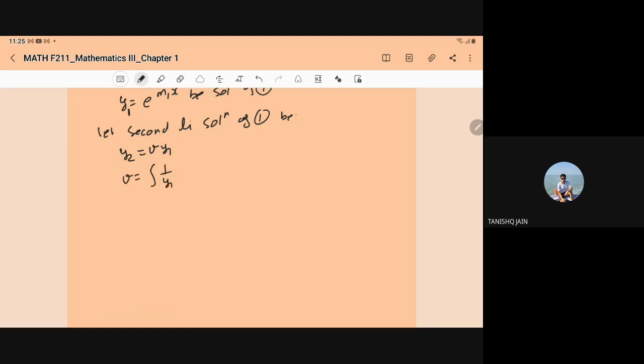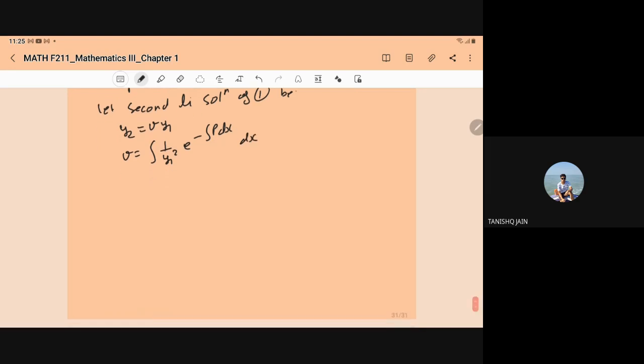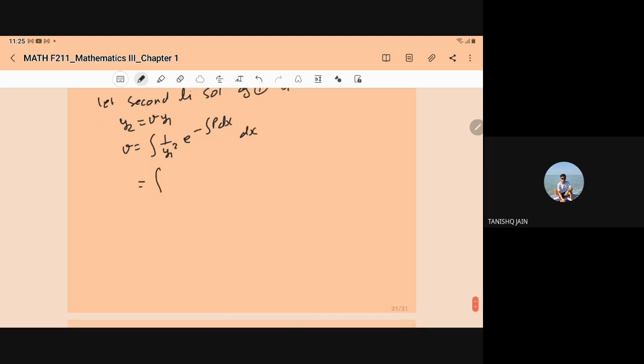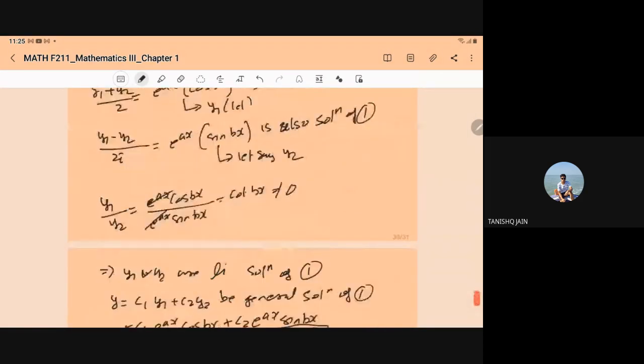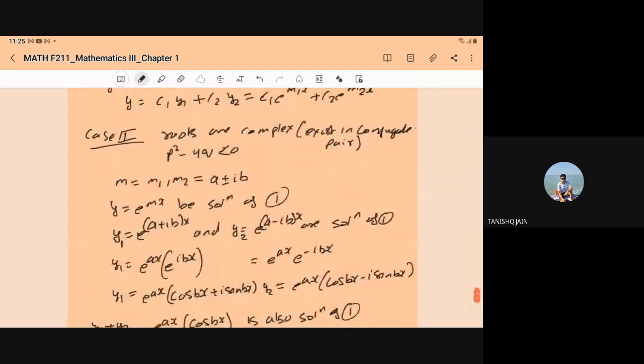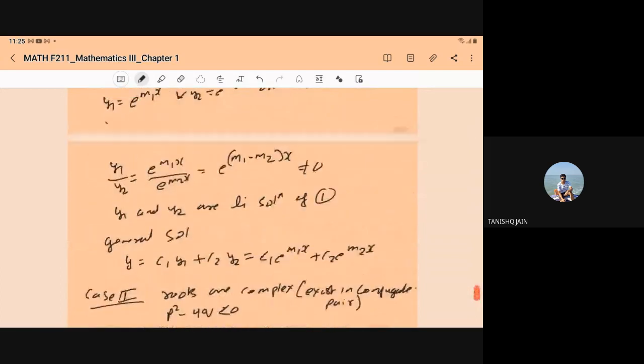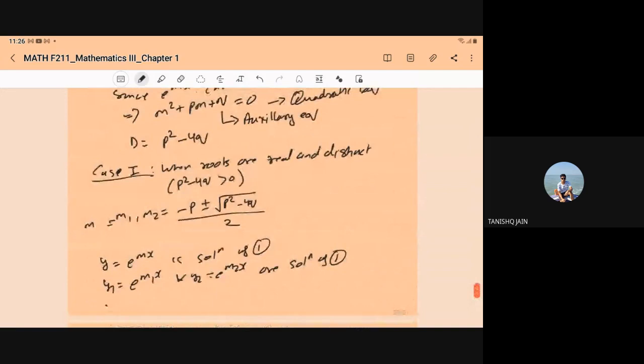Integral of 1 upon y1 square times e to power minus integral p dx, times dx. And what is y1? e to power m1x. And e to power minus integral of what is p x? What is p x? We have to write it in the standard form. So already it is in the standard form.